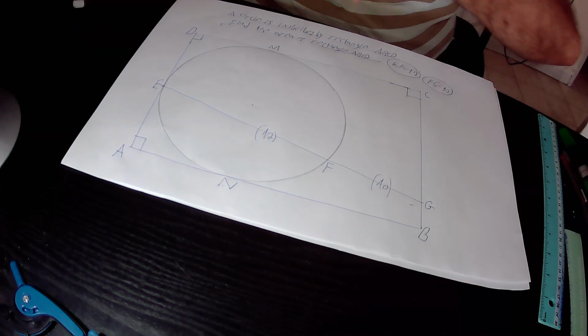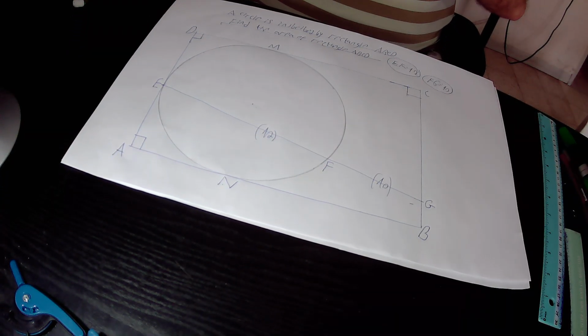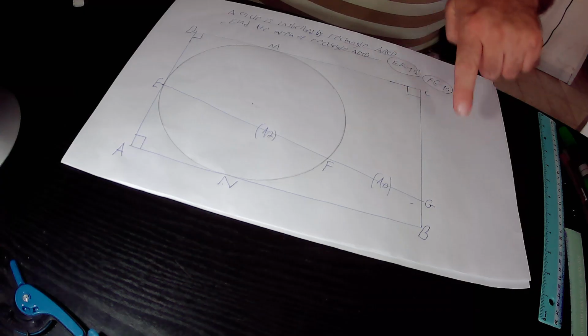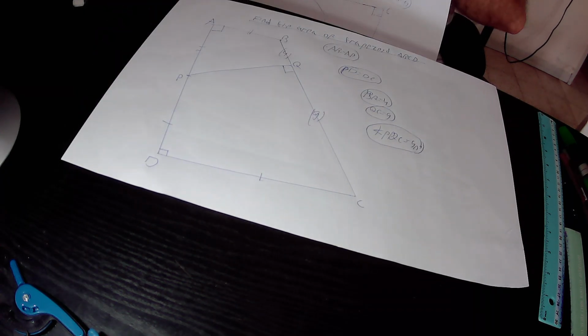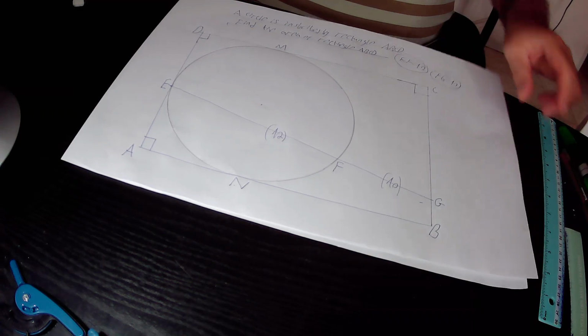And now in this lecture, we'll answer two questions. In the first question, we find out the area of this quadrilateral ABCD that blocks this circle. And in the second question, we find out the area of this trapezoid ABCD. So we start with the first question.